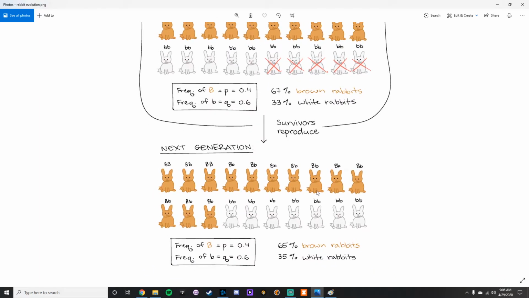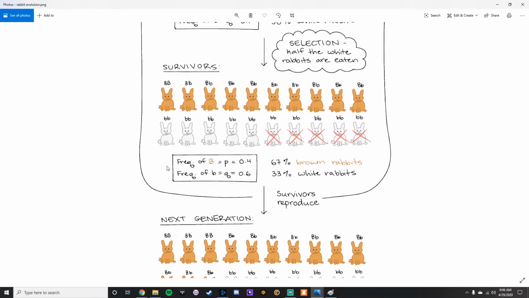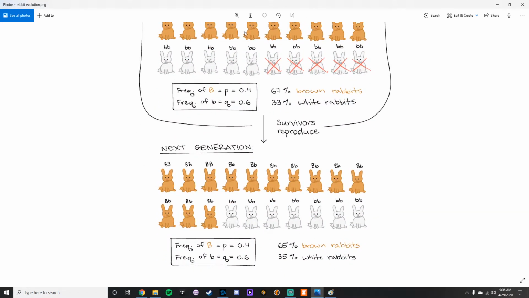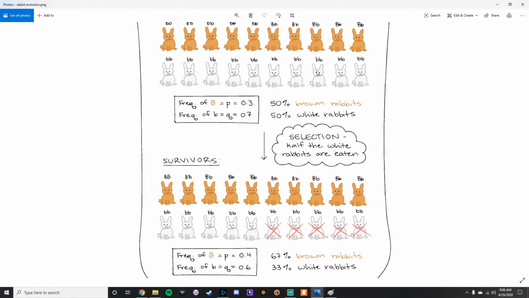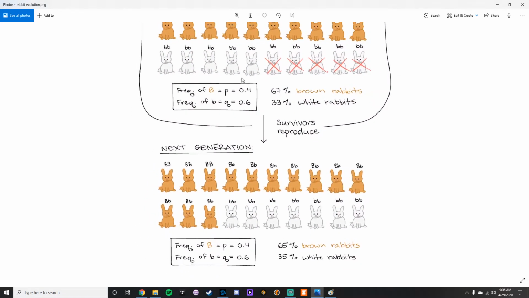Then we go on to reproduction, because of the number of individuals that reproduce. Now notice in here, no selection happened from the survivors to the next generation. So this is still the parent generation. This is still the same group as this, just with some individuals eliminated. Notice how our genotypic frequency has not changed. Now, given that mating is completely random, we now end up with 65% brown rabbits and 35% white rabbits.